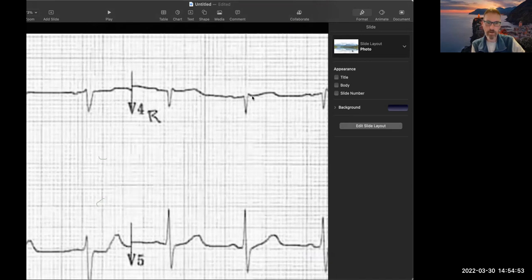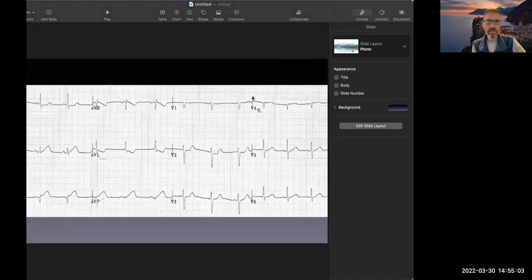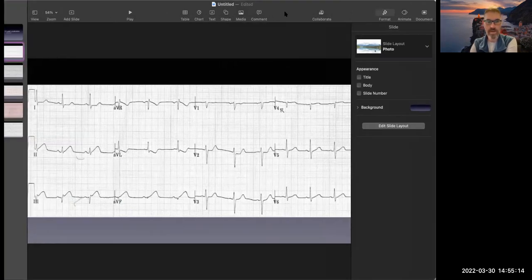I'll draw it through here. And it looks like just a slight bit of elevation, probably not quite enough to meet criteria for infarction. But this is definitely something we would want to keep an eye on, because we know that ECGs can be very dynamic.